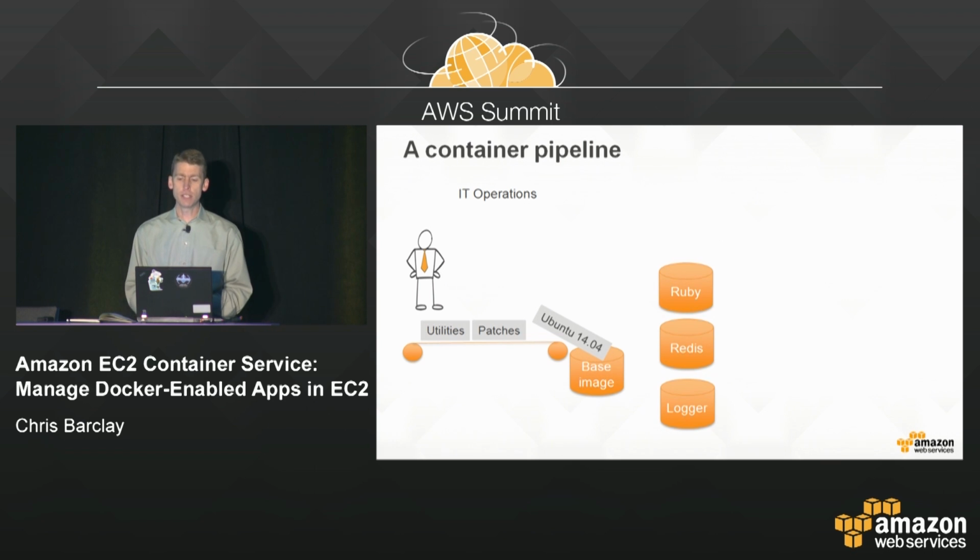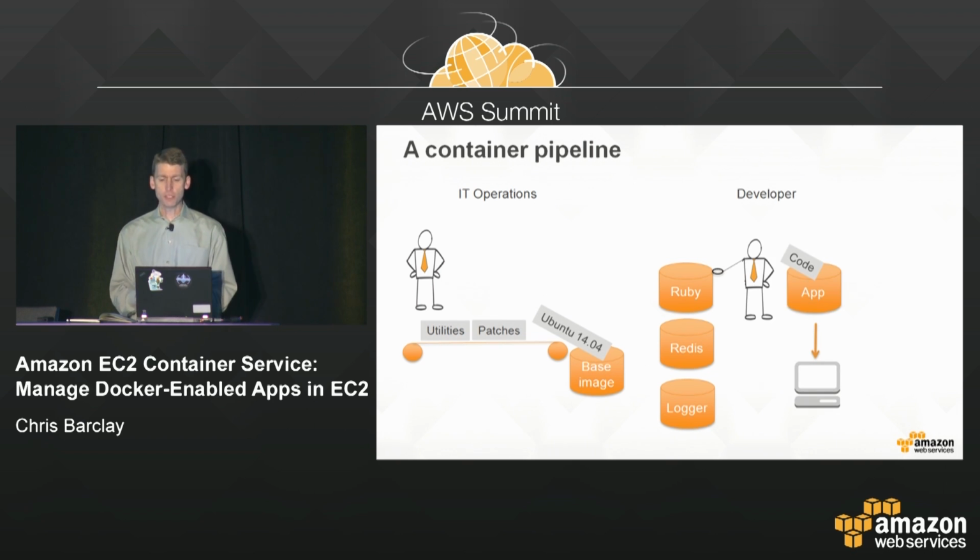Those base images can then be used to create utility containers. For example, like a logging container, a Ruby container, MySQL, et cetera. And then your developers use those containers on their laptops to build in their source code. They do this by creating a container image using a manifest file, which is called a Dockerfile, that can be versioned and shared.